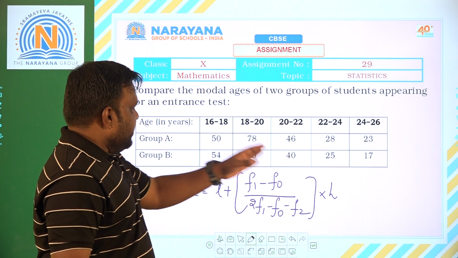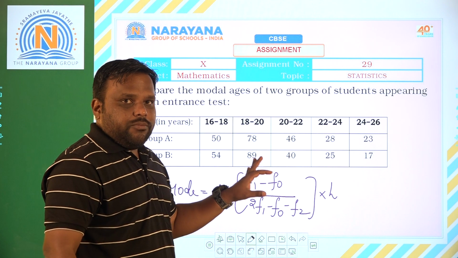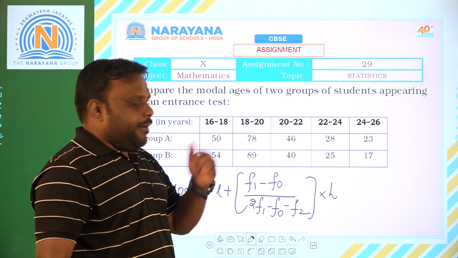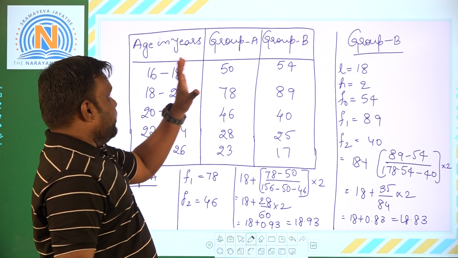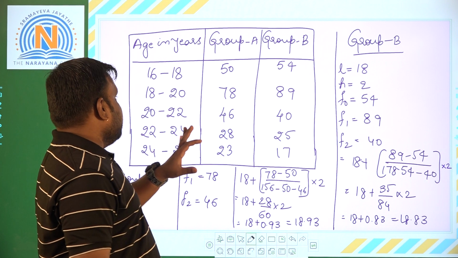So here H is the size of the class. According to this formula, we are going to find the mode of group A and group B separately, and then we will compare. So let us look at this once. Here is the complete concept of group A and group B. I will explain the complete matter in this. Let us look at this right now.